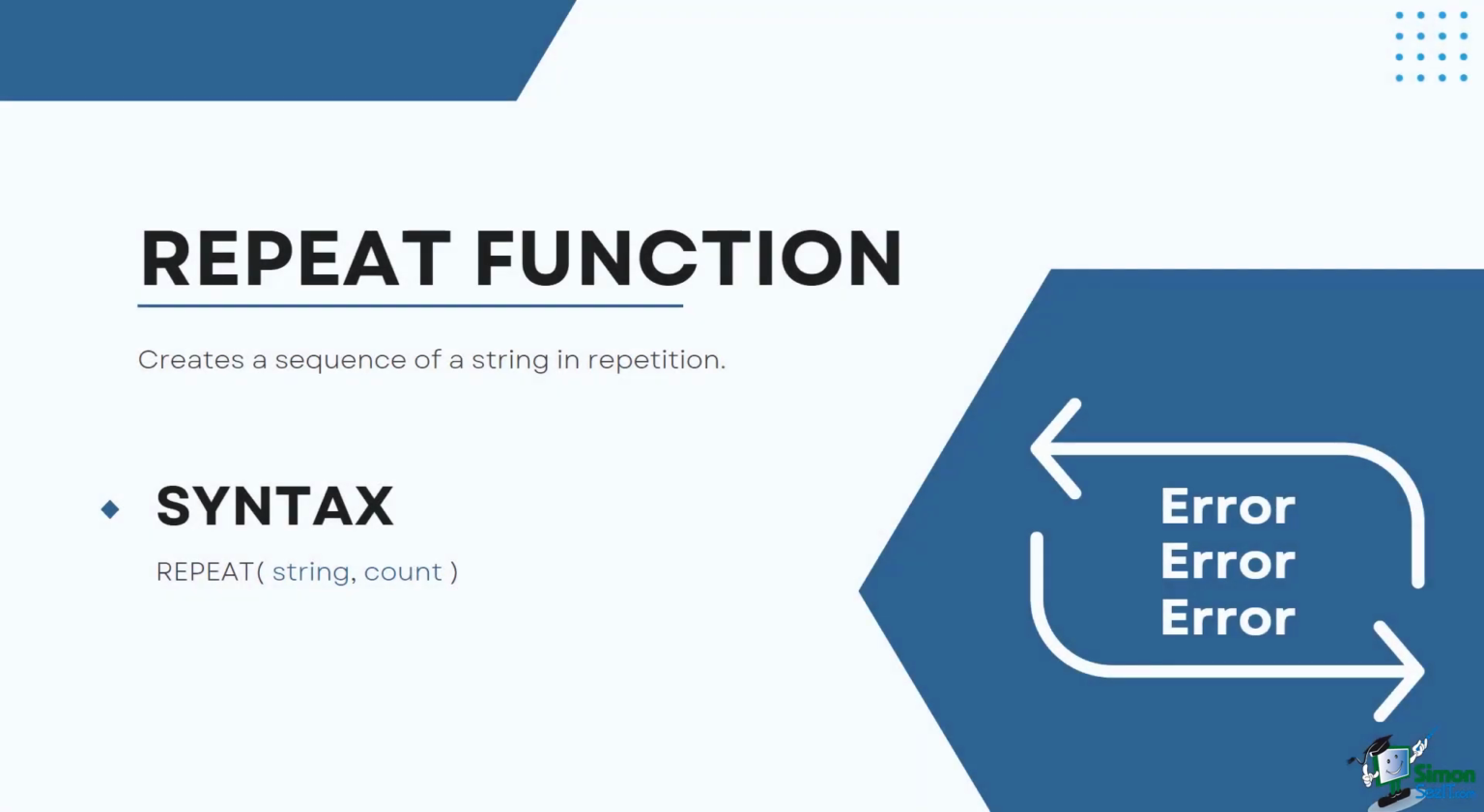PostgreSQL has the repeat function to create a sequence of a string in repetition. Its syntax is REPEAT(string, count), where string is the string or field to be repeated, and count is the number of times to repeat the string. If count is less than one, the function will output an empty string.